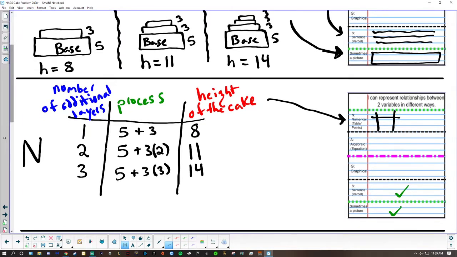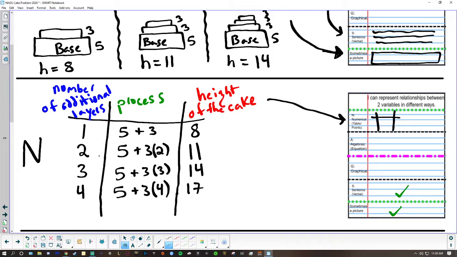Okay, so we can start to see a pattern. I know we didn't draw a picture for 4 additional, but let's do it. We know we have a base of 5 plus 3 inches for each additional layer, and we know we have 4 of them, so we're going to multiply 3 times 4. So we get 5 plus 12 gives us a height of 17 inches.